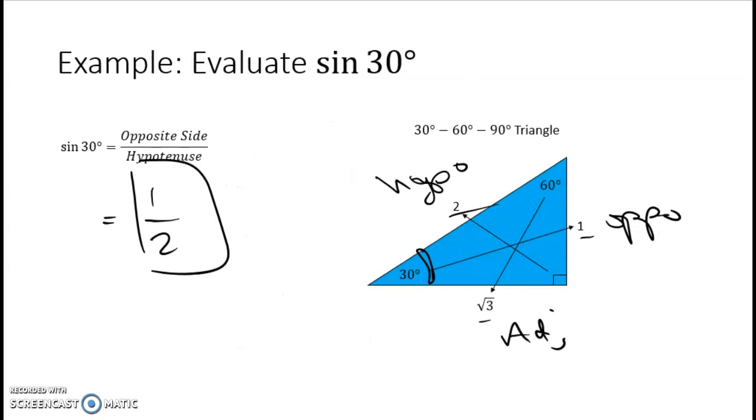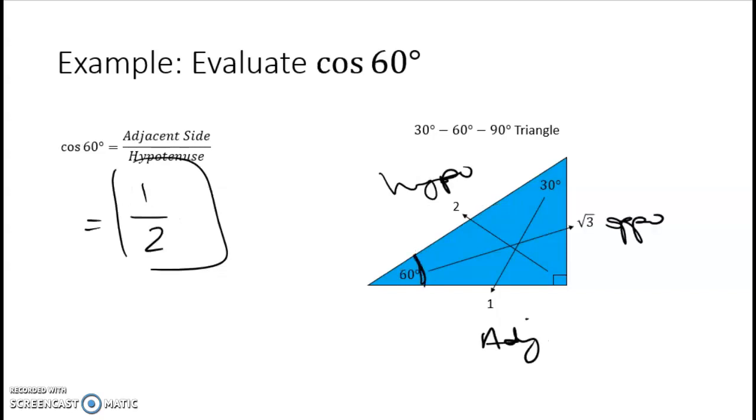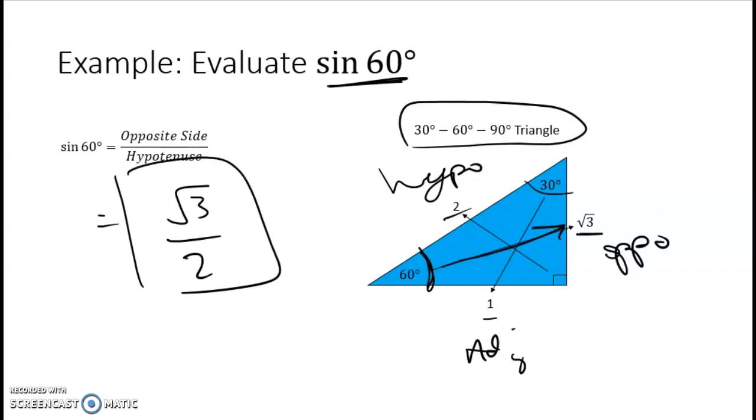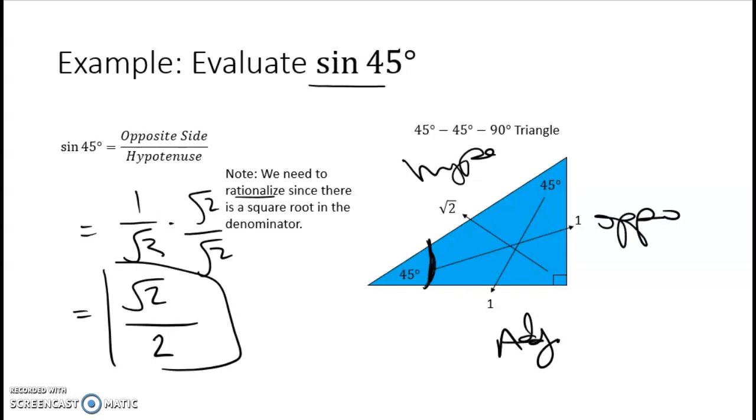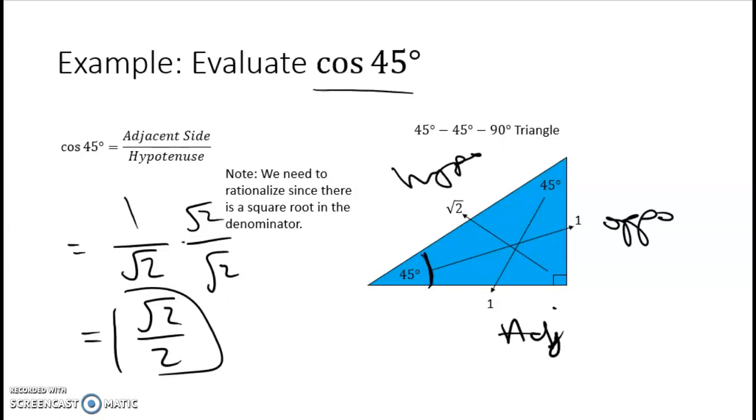So sine of 30 was equal to a half. Well then, cosine of 60, we had it back here, is also a half. So 60 plus 30 gives us 90. We also had sine of 45 was square root of 2 over 2, and cosine of 45 was square root of 2 over 2. Now 45 plus 45 gives you 90.